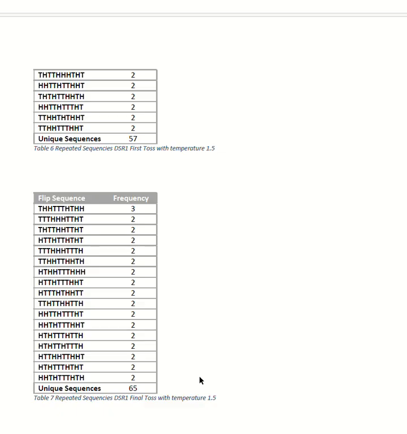I also compare how the chain of thought is working by comparing the first toss given by the model to the last toss also given by the model, and I can see the chain of thought definitely improves the quality of random numbers generated by LLMs.